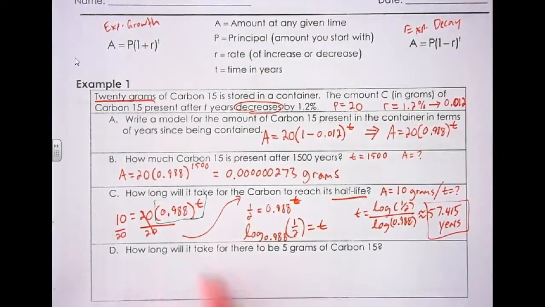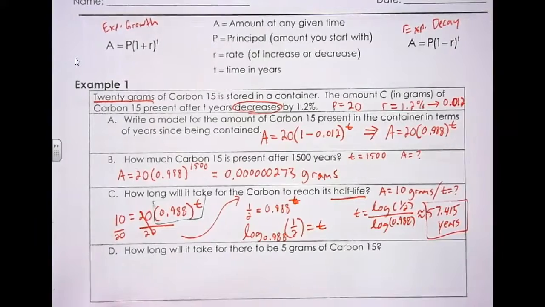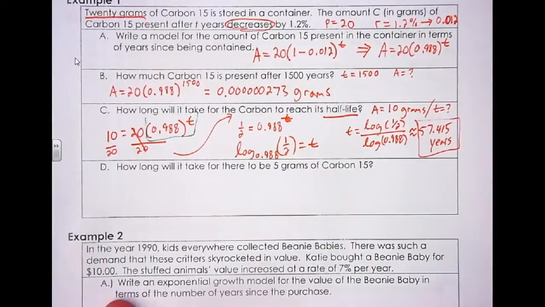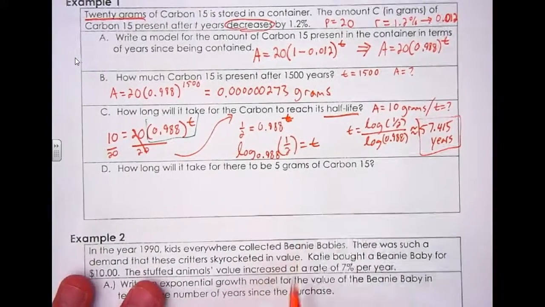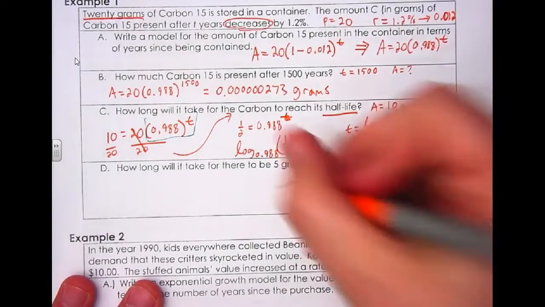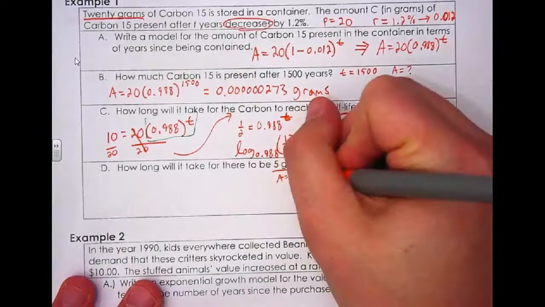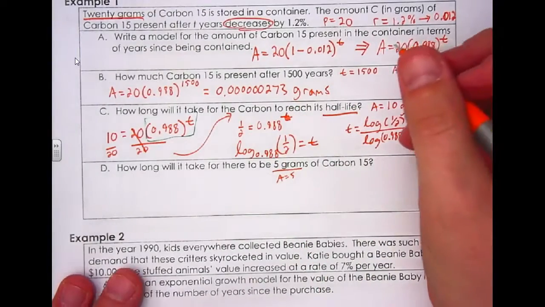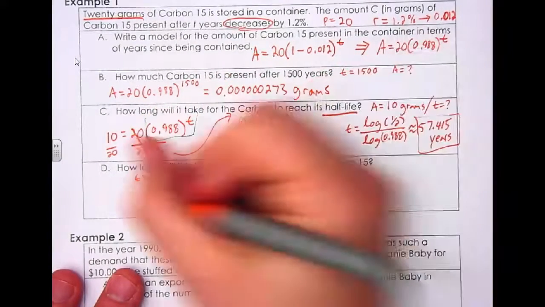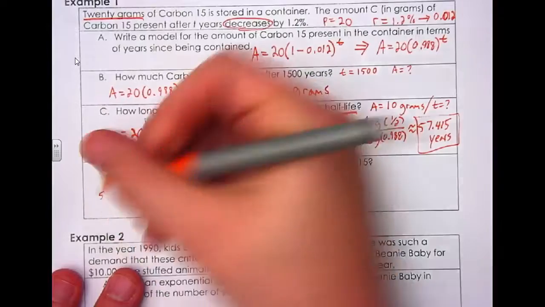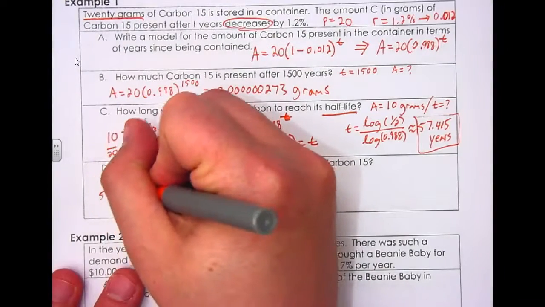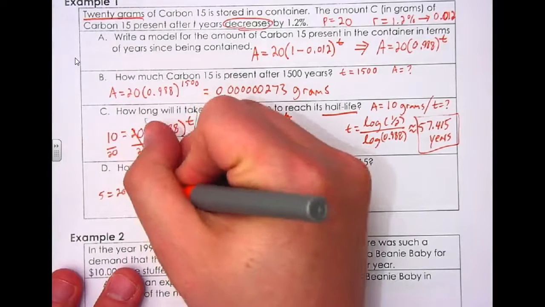Question D says, how long will it take to get to 5 grams of carbon-15? So let's scroll up a little bit. All right, 5 grams of carbon-15, that's now our amount, right? That's our A is given. It's 5 grams. And the question is how long? So we want to know the time. So we're ending with 5 grams. We're still starting with 20 grams. We still have the same decay rate.